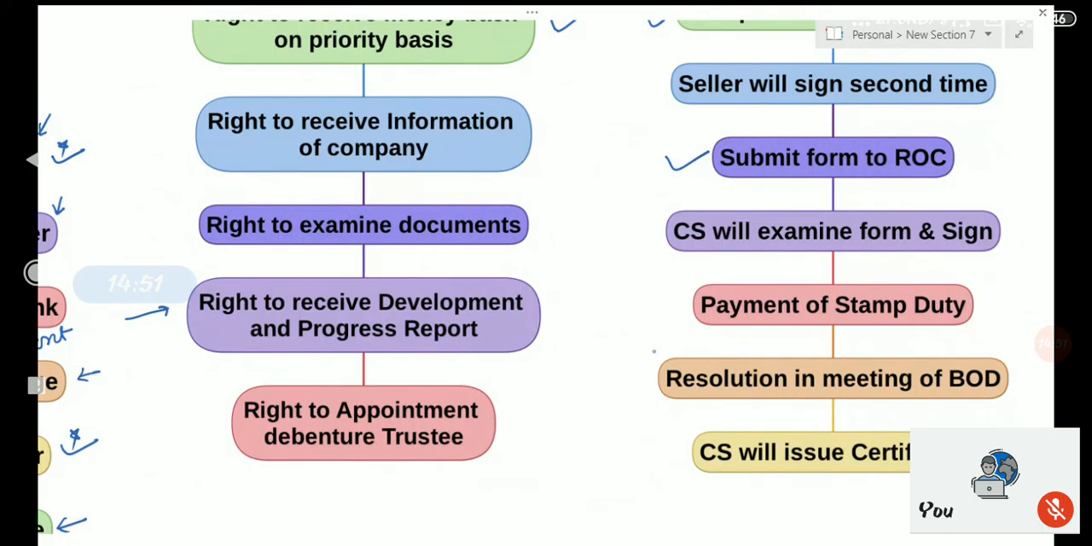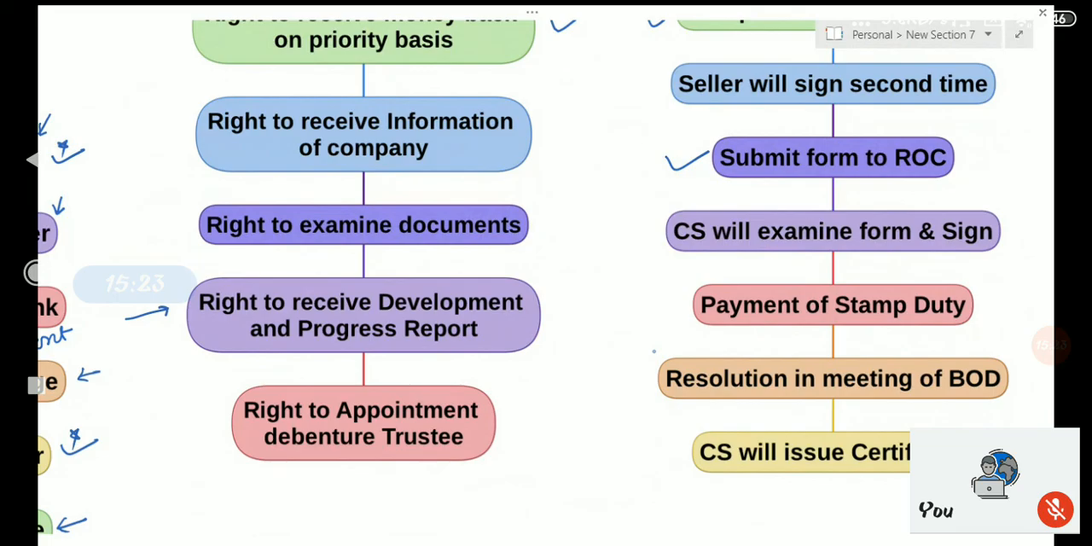If this particular procedure is not followed, then anybody can sell anyone's debenture. I can sell the debenture of anyone by making a fraudulent sign. I can do forgery easily. So it is the responsibility of the company secretary to examine the form and examine the sign, whether it matches the specimen signature or not. Payment of the stamp duty: he also has to check whether the stamp duty has been paid in a proper manner or not.